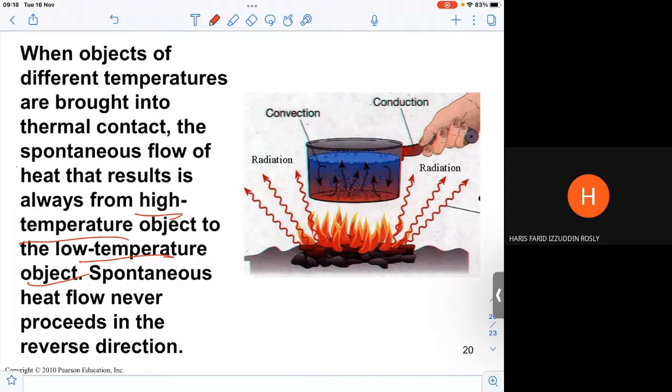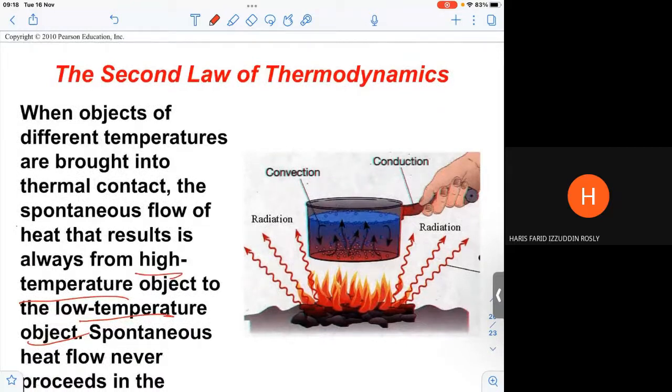We can see from the figure itself, when we are boiling some water, you get heat from the flame at the bottom part. If it is in contact, you can see there's conduction. That means you can feel the hotness, especially when you are holding some material made from steel, for example. You can feel the heat from the flame on the bottom part of the pot, through conduction.